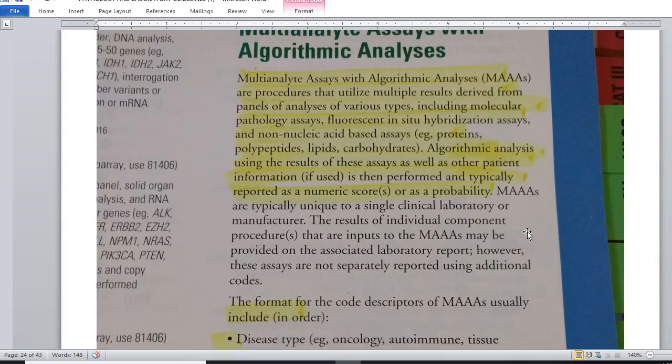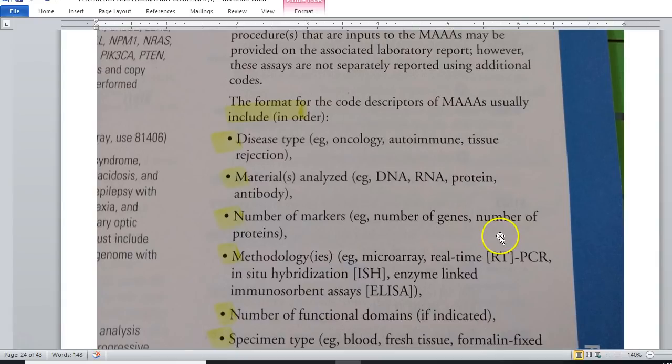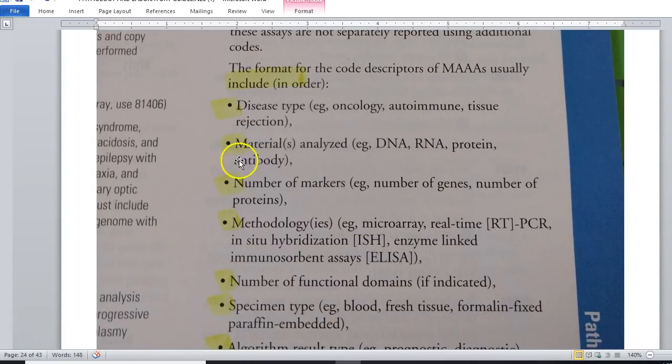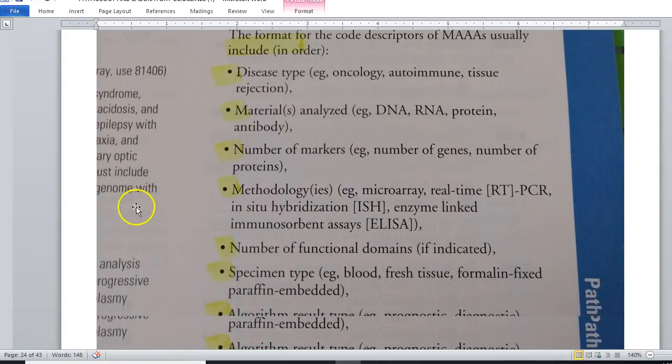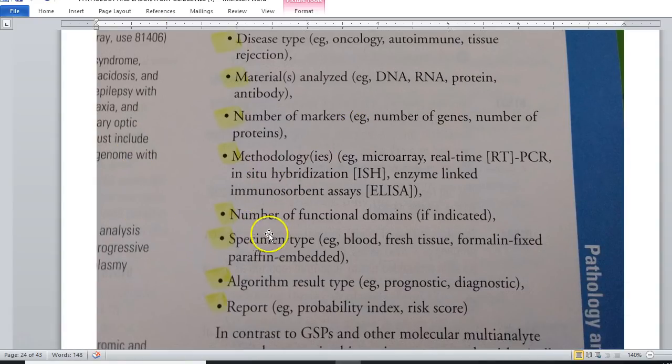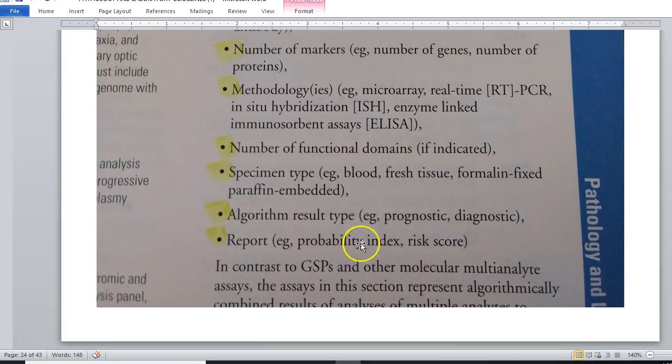The results of the individual component procedures that are inputs of the MAAAs may be provided on the associated laboratory report. However, these assays are not separately reported using additional codes. So again, we're grouping all of this together. Now, the format of the code descriptors of MAAAs include, in order, the different things we're looking for: disease types, materials analyzed, number of markers, the methodology we're using, the number of functional domains, a specimen type, an algorithmic result, and the report, which gives us the probability index and the risk score.